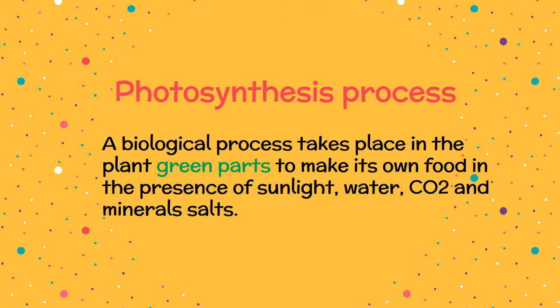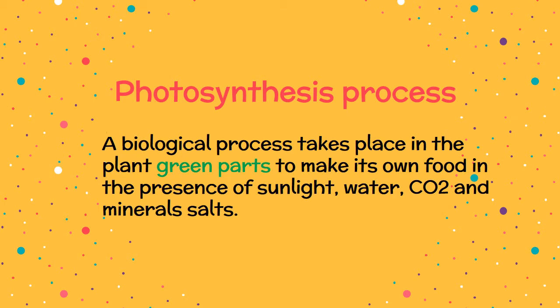What's meant by photosynthesis process? It's a biological process. What's meant by biological? Biological means it happens in the living organisms. So photosynthesis process is a biological process that takes place in the green parts of plant. What? Green parts. Yes, I said before, the green parts of plant are called leaves.